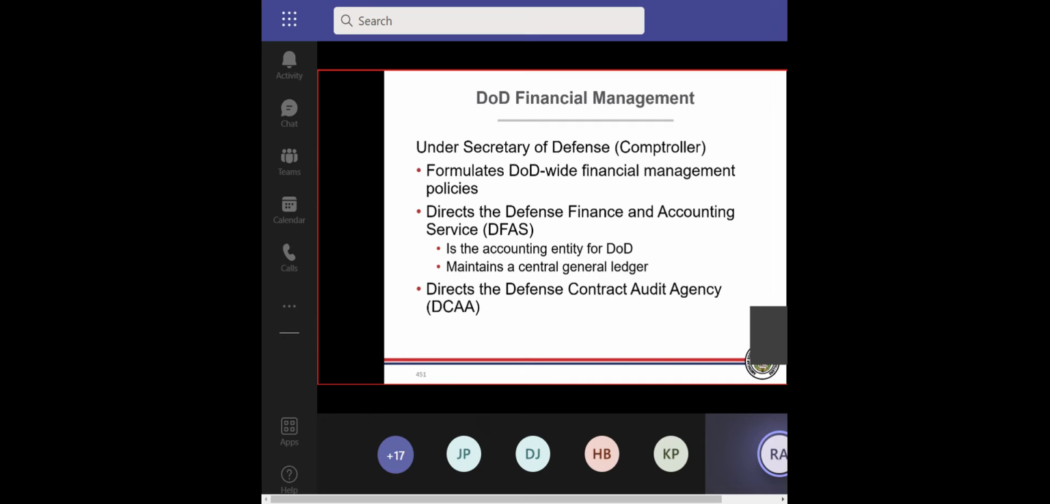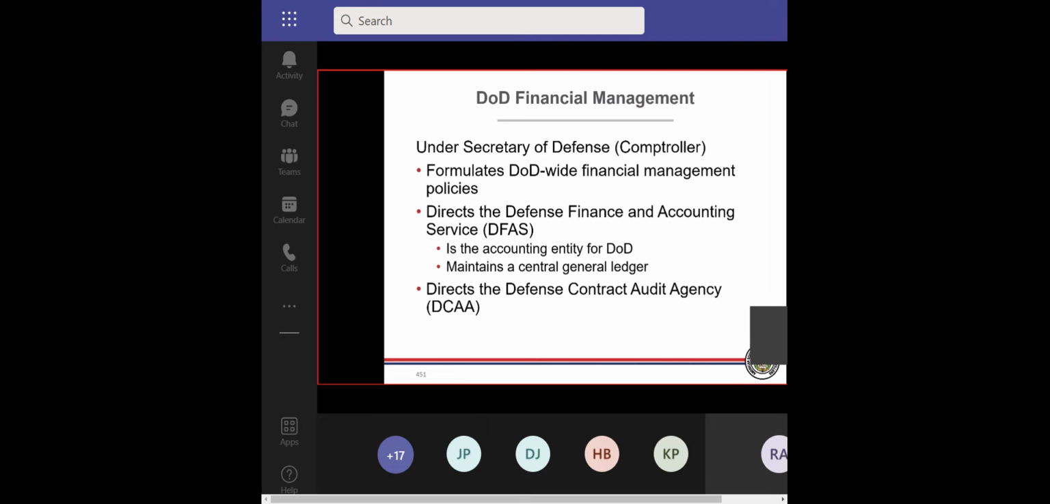Now, let's see. So when it talks about that general ledger there, I just want you to write something behind here. Maintaining a central general ledger. What the general ledger does is classify financial transactions, puts them in categories as to assets, liabilities, income, revenue, and expenses. That's what's in the general ledger.